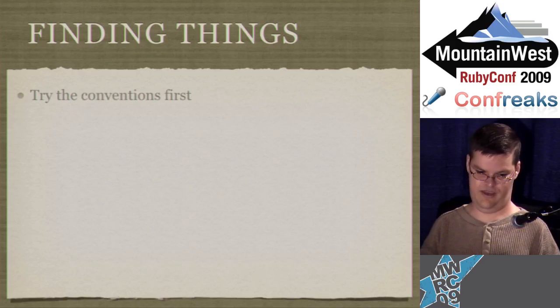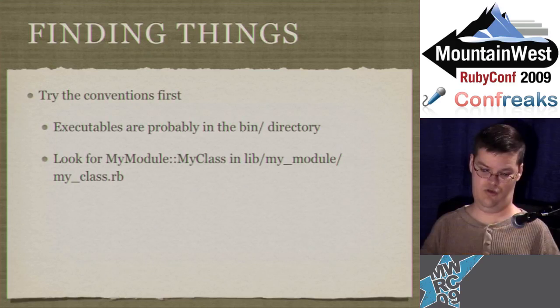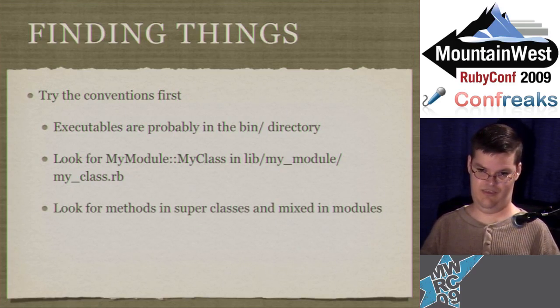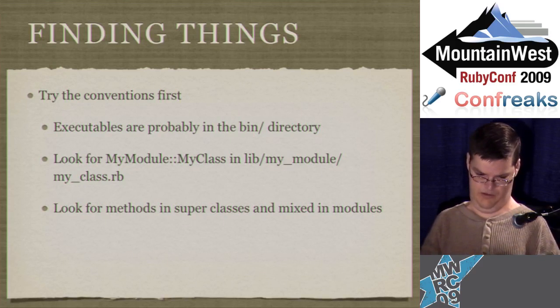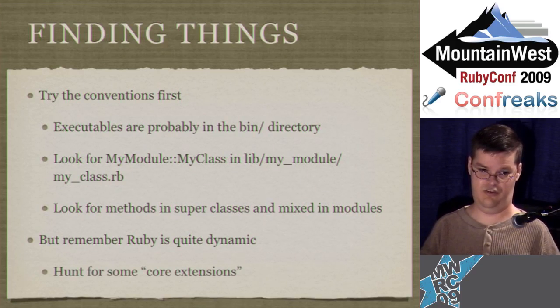When you're going to find things, try conventions. Executables are probably in the bin directory, like that restclient shell I showed earlier. Usually, my module, my class, resolves to a directory structure that makes sense. Follow superclasses up, looking for methods you don't know where are. Remember to take into account mixed-in modules. But remember, Ruby is also very dynamic, and these rules don't necessarily have to apply, though they usually do. And hunt for something like core extensions.